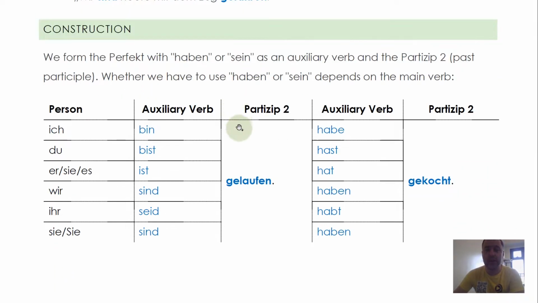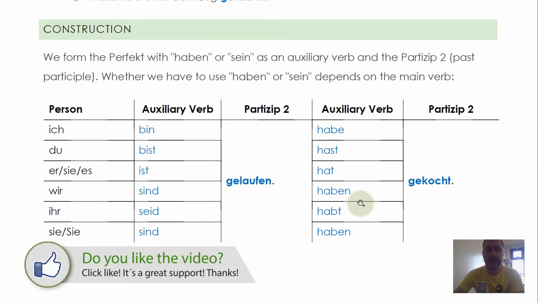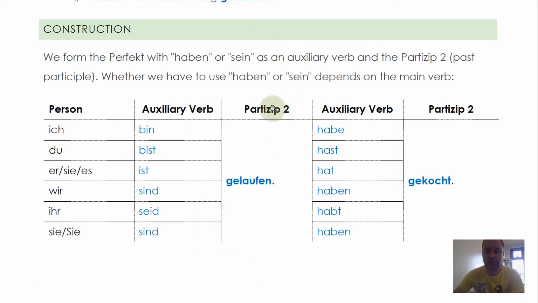Before we come to the use, let's have a look how we actually form the perfect tense in German. We do this pretty much the same like in English. We have an auxiliary verb plus the past participle called Partizip 2 in German. So we have either to be or have, haben, as auxiliary verb. The conjugation of to be and to have you should know by now. So we just combine it with the Partizip 2, past participle of the verb in English.